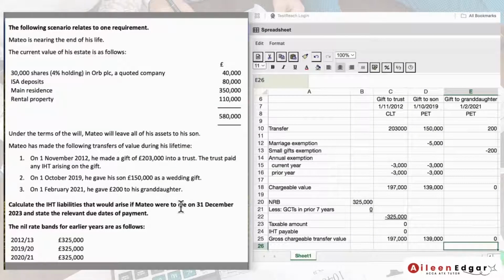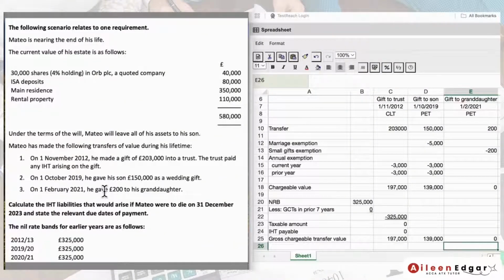So we were told to assume that Matteo is going to die on the 31st of December 2023 in this example. So what time period are we caring about here? We're wanting to work out the death tax on lifetime transfers. What time period are we looking for transfers? If he dies on the 31st of December 2023, we're going to be looking at the 7 years from the 31st of December 2016 up to the 31st of December 2023. That's our 7 years. So it's 7 calendar years. It's not 7 tax years, it's 7 calendar years. So we're looking at that time frame then.